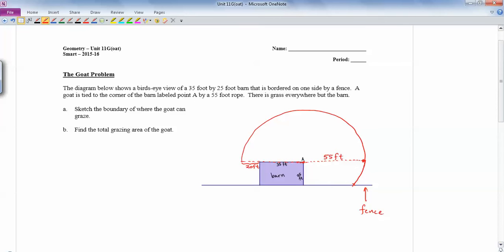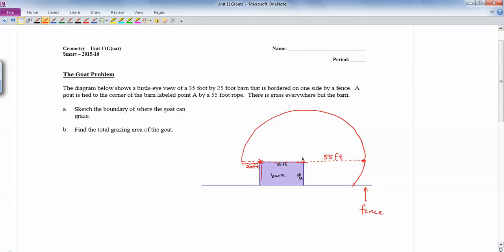And then the thing that students kind of mess up over on the left side of the picture is they figure, well, it's going to keep going down like this and hit right there. But the rope is going to catch on the corner of the barn there. So he doesn't really have 55 feet to work with. He can't cut through the barn like that with the 55 foot rope. So instead, he's got 20 feet to work with that catches on the corner.